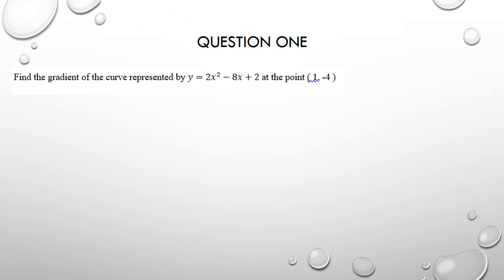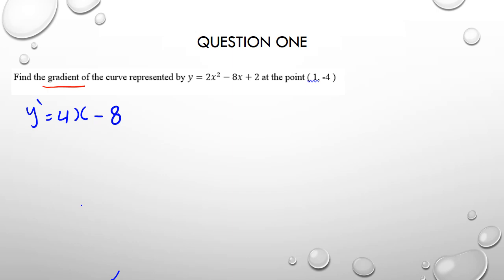Question 1, finding the gradient of the curve represented by y equals 2x squared minus 8x plus 2 at that point. Because they ask you to find the gradient of the curve and you are doing a differentiation, a calculus paper, the first step is you differentiate to find the equation of the gradient. So it's y dash equals, differentiate, 4x minus 8.